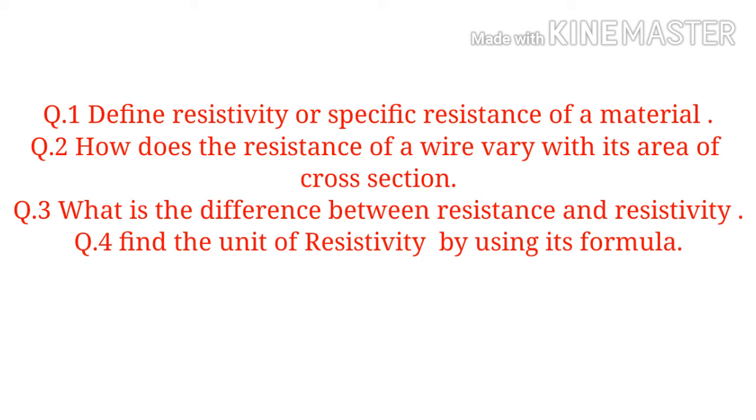In the third question, what is the difference between resistance and resistivity? We know the formula rho is equal to R A upon L. So by using this formula you can give the answer to this question. In question number 4, find the unit of resistivity by using its formula. By putting the units of length, area of cross section and resistance in the formula of resistivity, you can find the unit of resistivity.